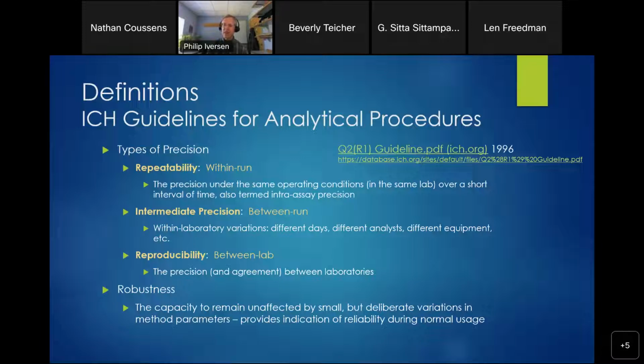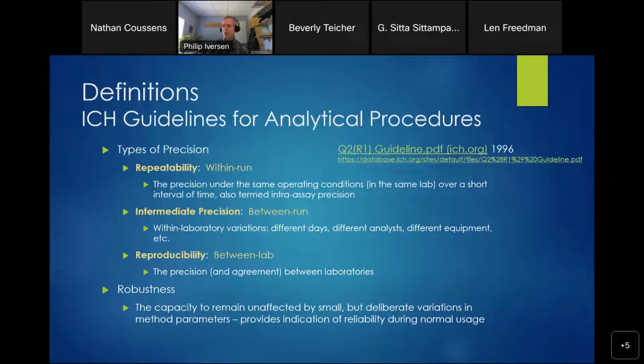The next level up is intermediate precision. So that's more about between run variability, but still within the same laboratory. How consistent are your results on different days, possibly with different analysts or operators within the same laboratory, different equipment, such as light readers, et cetera, dispensing equipment. That's intermediate precision, according to the ICH. And by the way, we'll see that these definitions are not universal across all labs and fields of study, but this is one set of definitions.